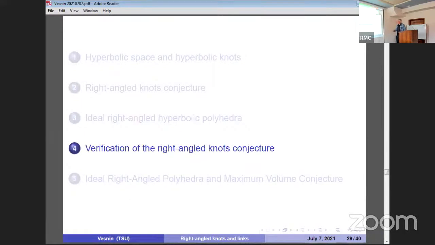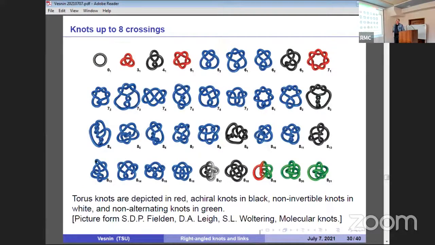And now about the right-angled knot conjecture. I just recall for you a picture of knots, which I really like. In this picture from a paper about molecular knots, they indicate different properties of knots by color. For example, torus knots are shown in red, so color explains some properties of the knot. We are interested in hyperbolic knots. Of course, these knots are well studied, and there are many papers about their volumes. For example, there is a program, SnapPy, where all these volumes can be computed.